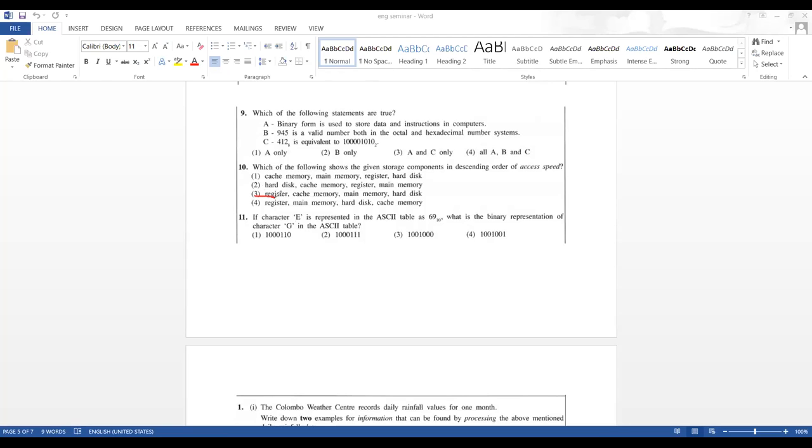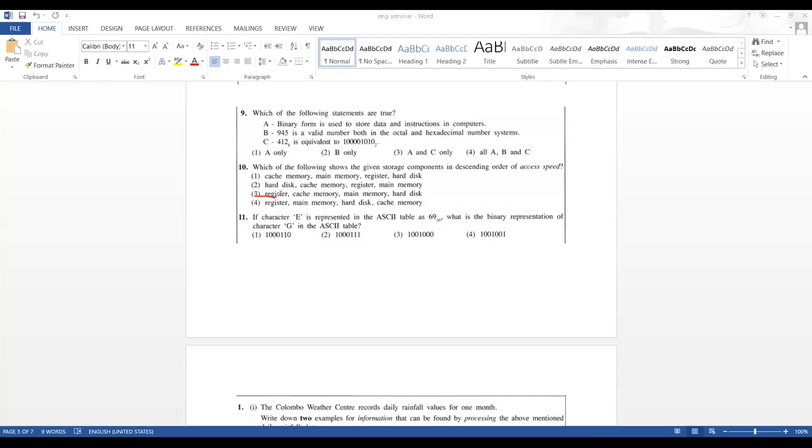Okay, next one. If character E is represented in the ASCII table as 69, what is the binary representation of character G? Now, I told you when I was discussing ASCII coding, it has a linear representation. So 69 is E, 70 is F, 71 is G.